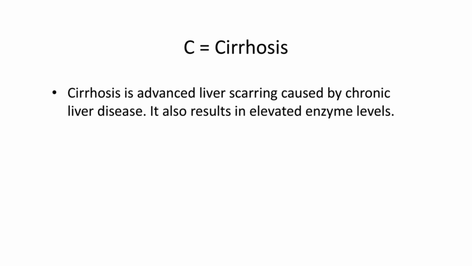C is for cirrhosis. Cirrhosis is advanced scarring of the liver from chronic injury. It results in abnormal structure and function of the liver and causes elevated enzymes. So remember, alcoholism, biliary obstruction, and cirrhosis. The ABCs of elevated liver enzymes.